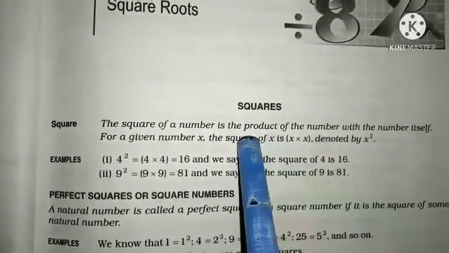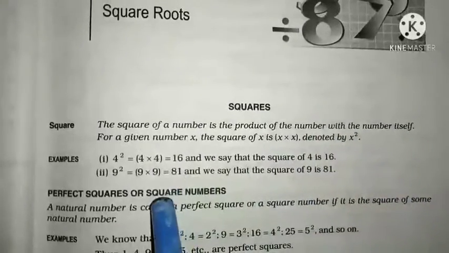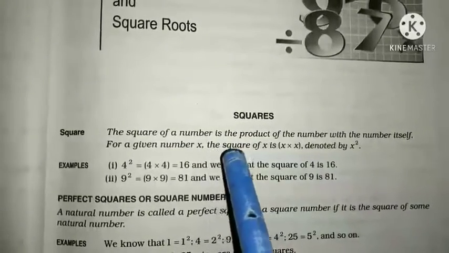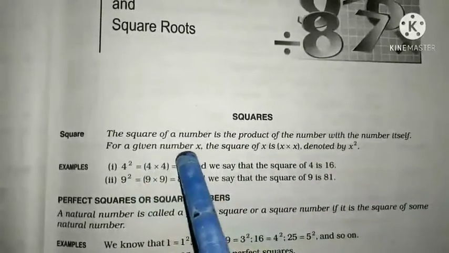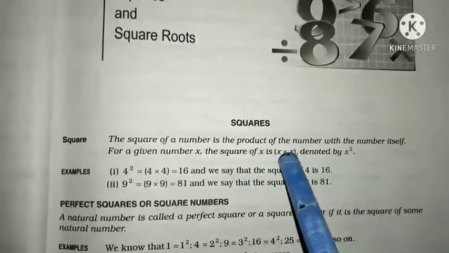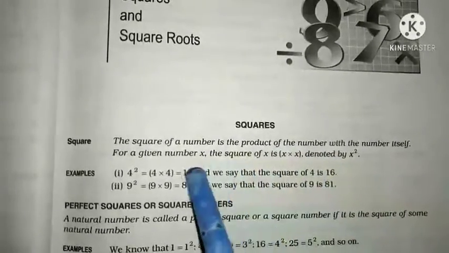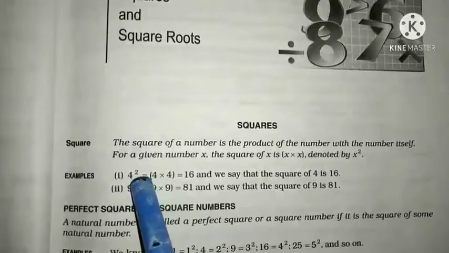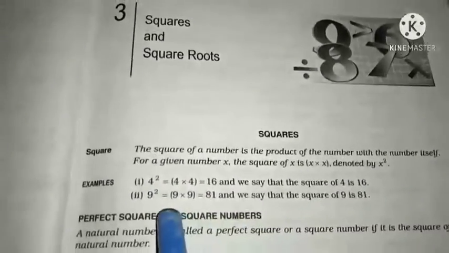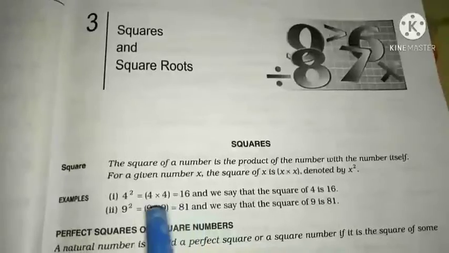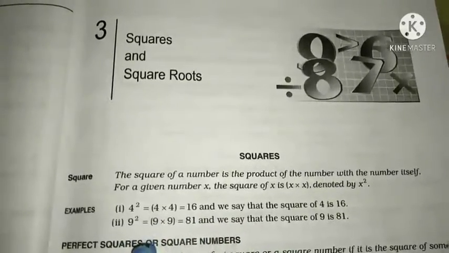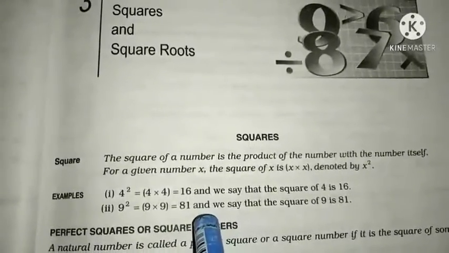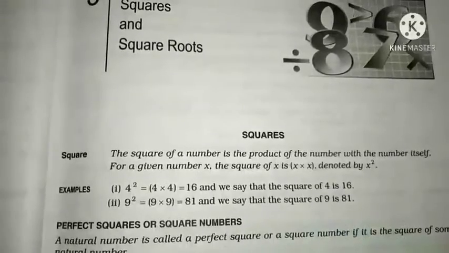The square of a number is the product of the number with the number itself. It means the square of any number is the product of that number by the number itself. Suppose we have to find the square of x, so we'll be multiplying x two times. x into x will give the square of x, which is x square. Okay, let's take an example. 4 square is equal to 4 into 4. This gives 16. Similarly, 9 square is equal to 9 into 9. This gives 81. So we say that the square of 9 is 81.